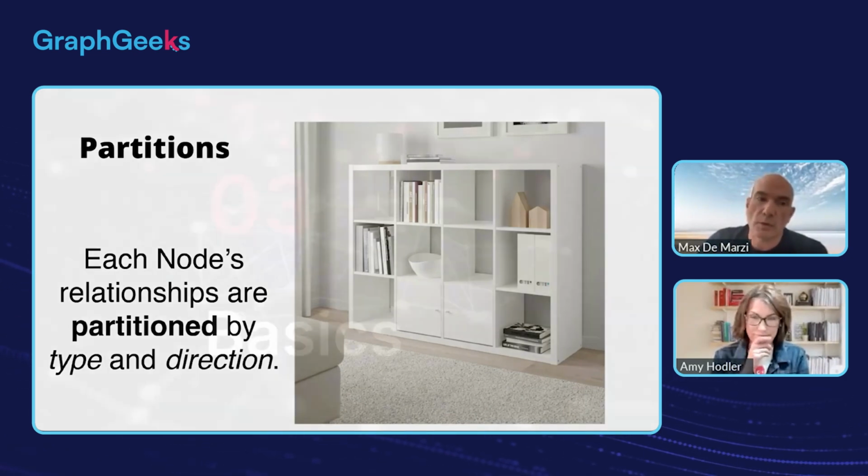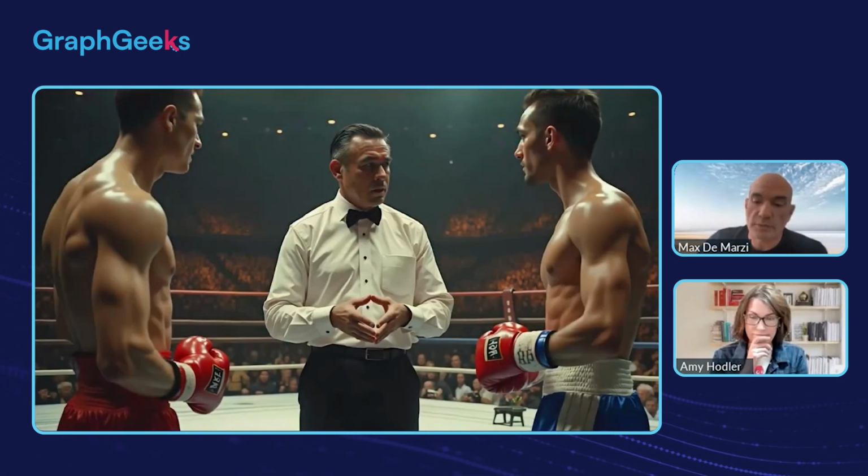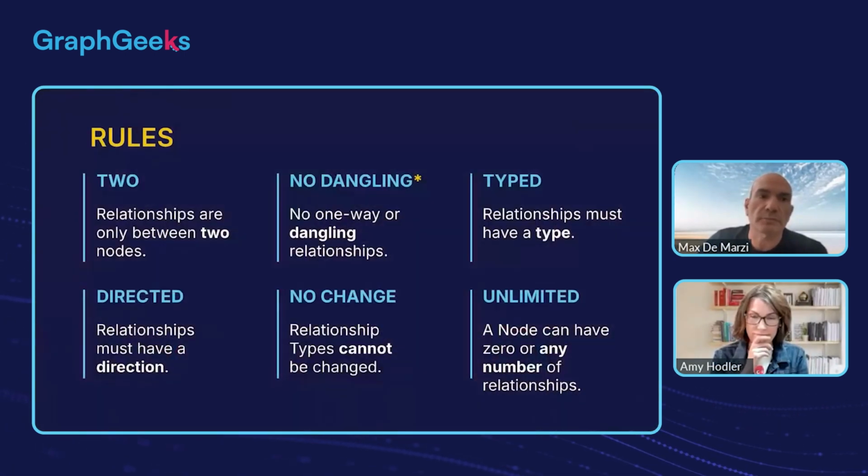Let's start with the basics of graph modeling. So we need to first follow some rules and establish some guidelines. The rules are going to be really simple. Most databases will adhere to these general rules. So relationships are only between two nodes. You can't have a three-way. You have no dangling relationships. So there's no one-way relationships. Everything is connected both ways. Now, there's a little star next to it. We'll get to it. Relationships must have a type.